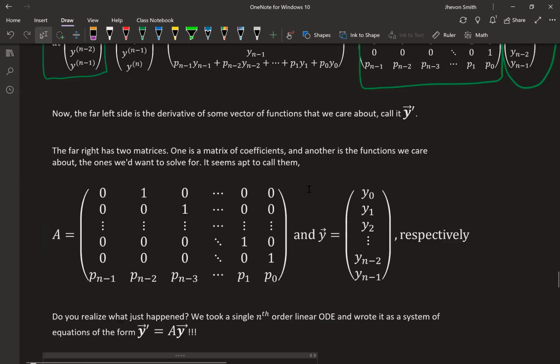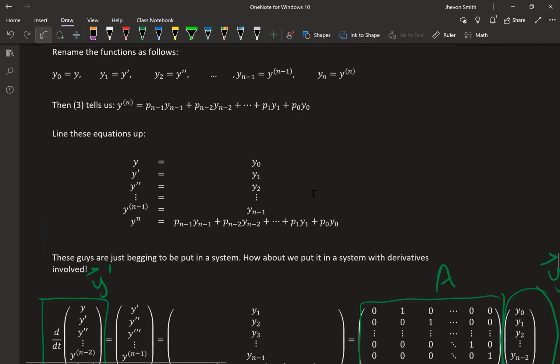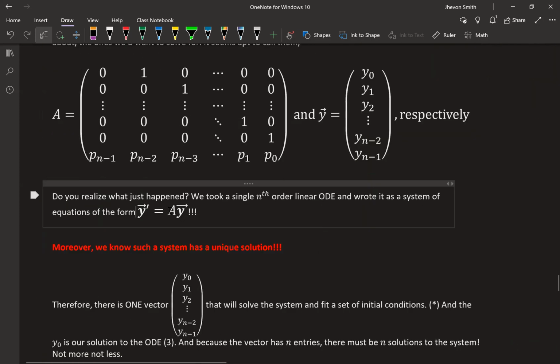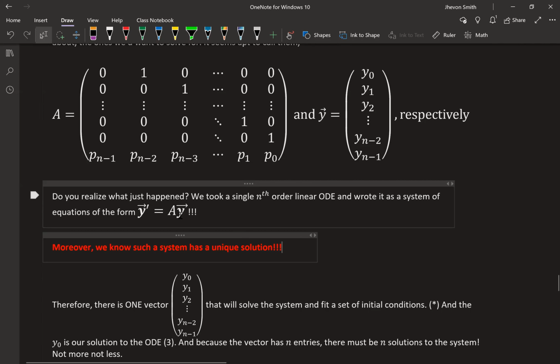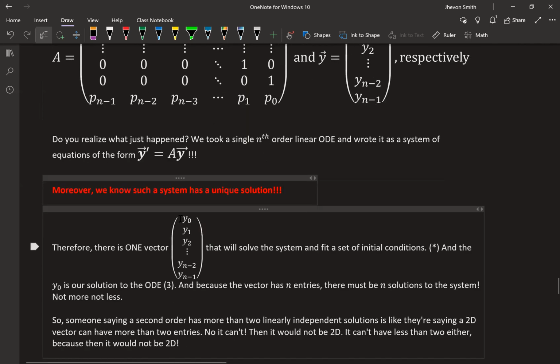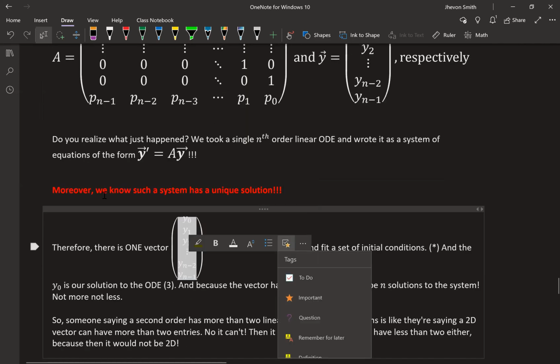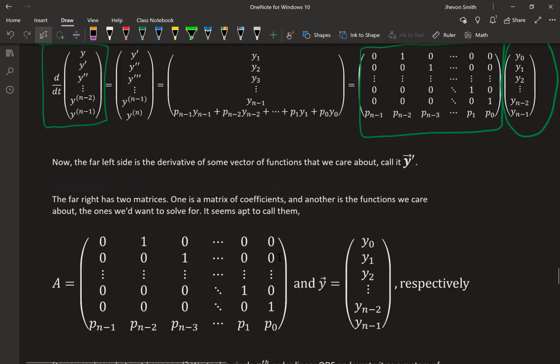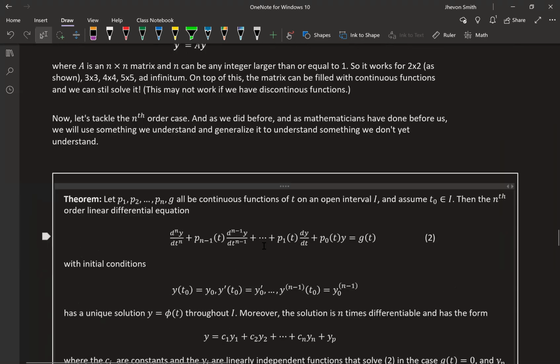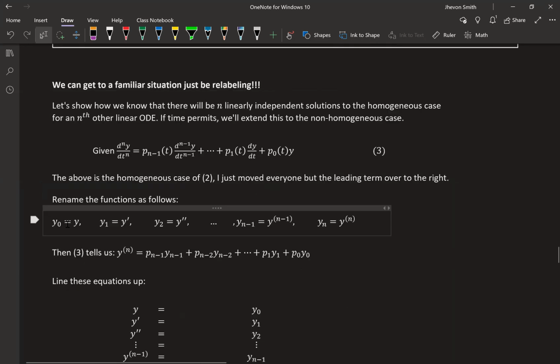So I just went from an nth order linear differential equation to a first order linear system. I know from the above that that system has a unique solution, which means I can solve this system uniquely. The solution is going to look like this, right? And I can find a unique vector that will solve that. And guess what? The first component of that vector is going to be my solution to the original ODE, because my y is the y0.